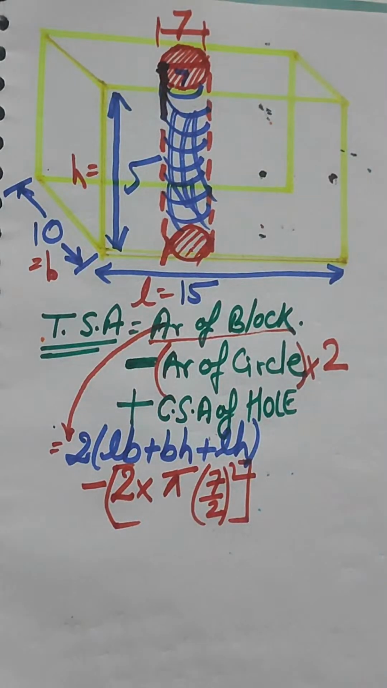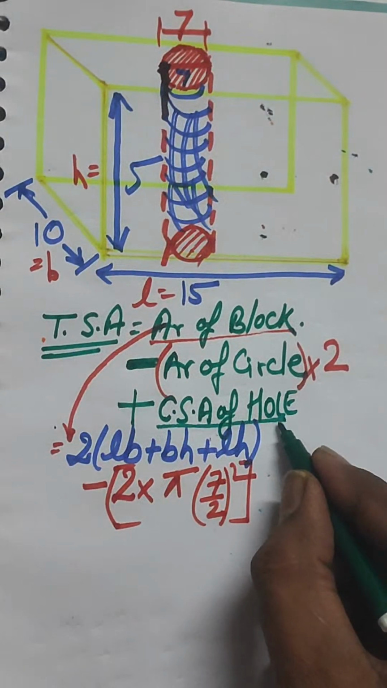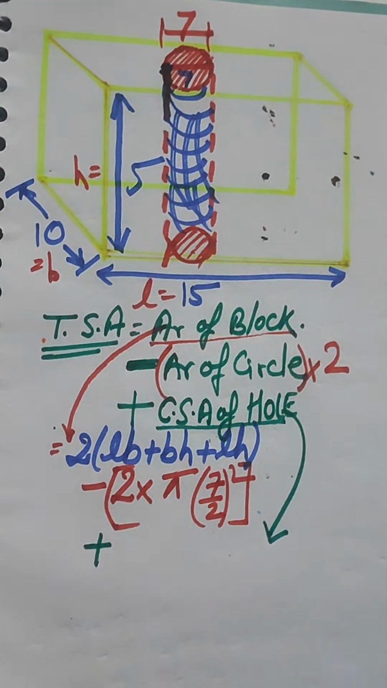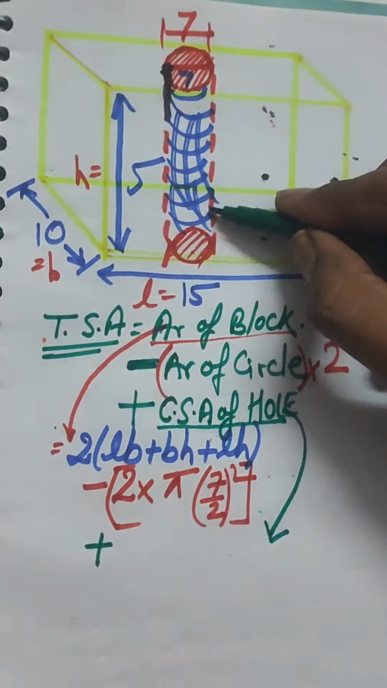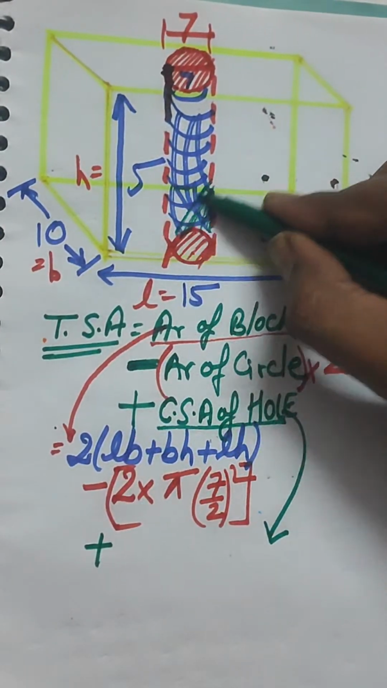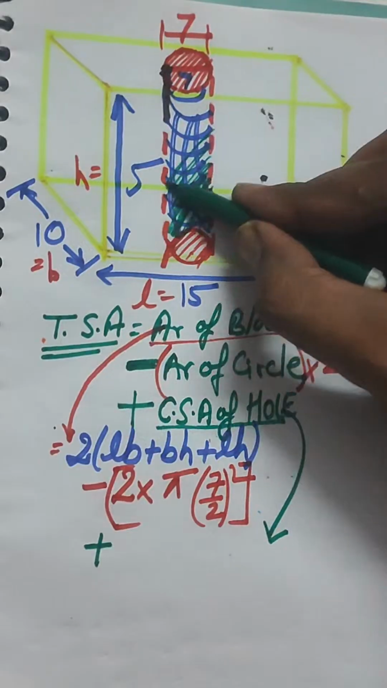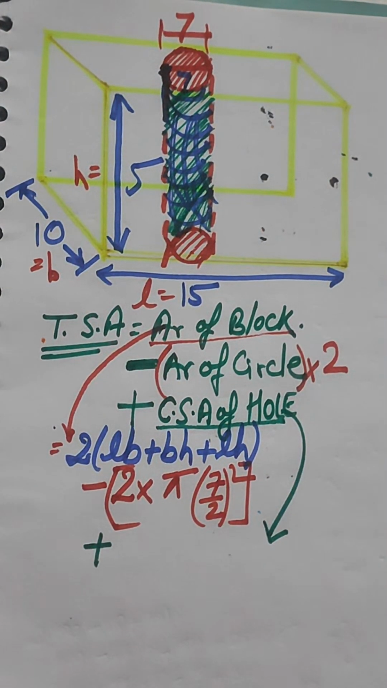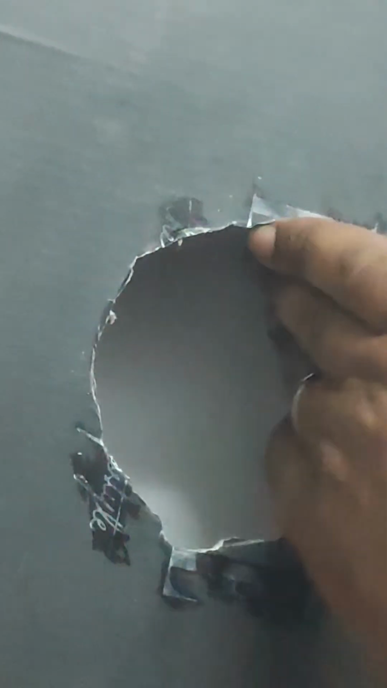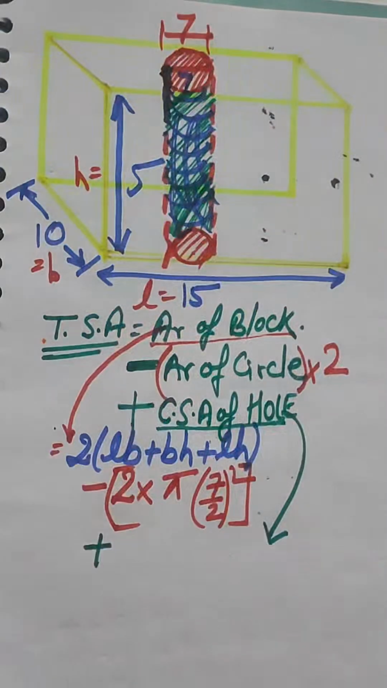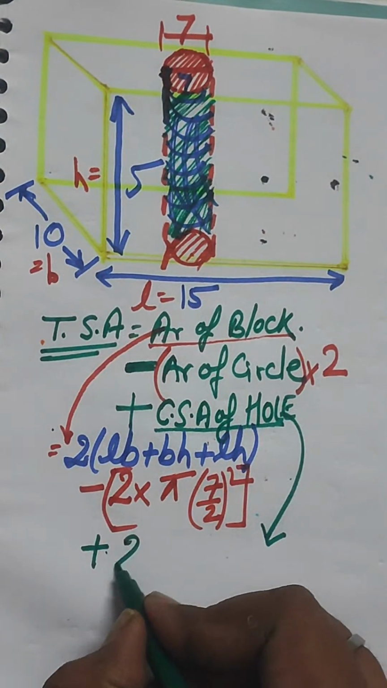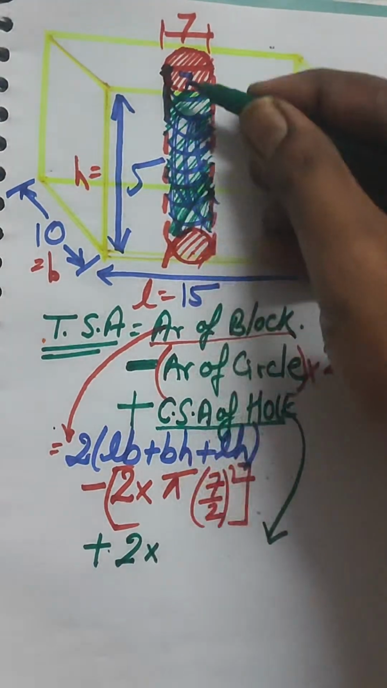And after that, the curved surface area of the hole will be added. What is the curved surface area of the hole? It is nothing but 2 pi r h. This is the surface area which you are able to touch here. If you just insert your hands through the box, you would be able to touch it like this. Okay, the curved surface area, right? So that will be additional area which will be added.